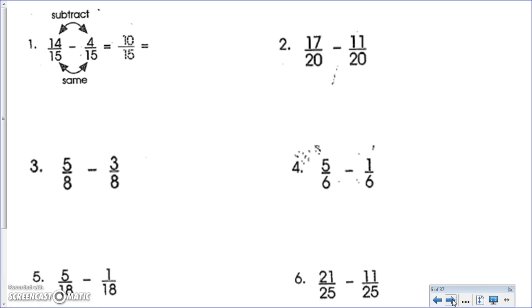All right, problems 1 through 6 here on subtracting. So number 1, they started for us. 14/15 minus 4/15 is 10/15. Now we need to simplify. We know 10 and 15 both divide by 5, so we're going to get 2/3.